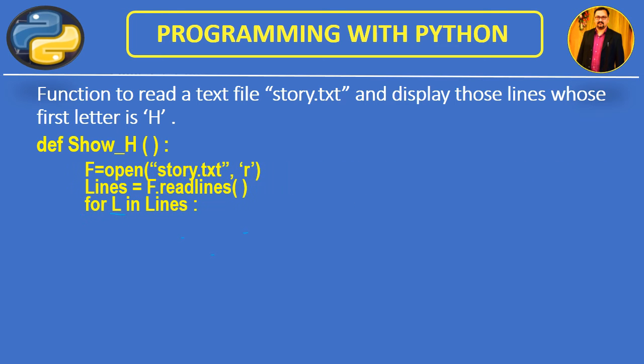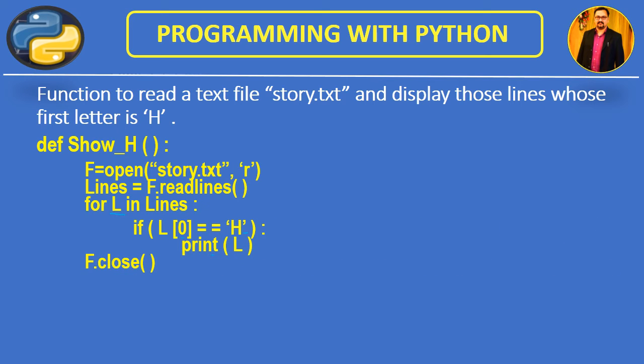The function name I have declared here is def show H, and here f equals open story.txt in reading mode, and here I am reading lines equals f dot readlines. The readlines function will read all the lines at once and form a list of lines. This list of lines will be created here, and then you have to iterate through it.